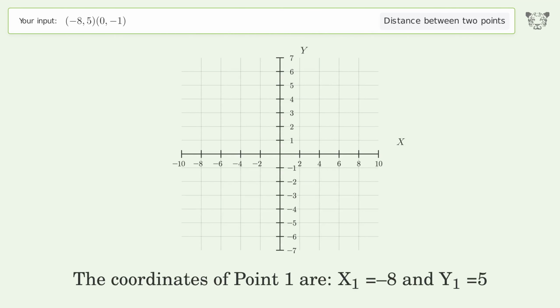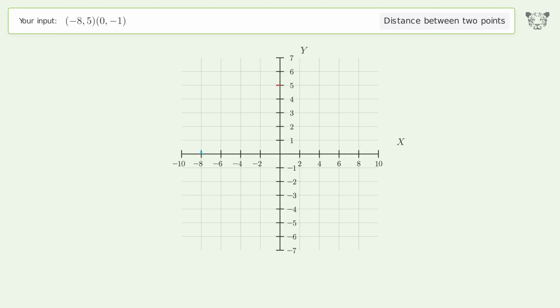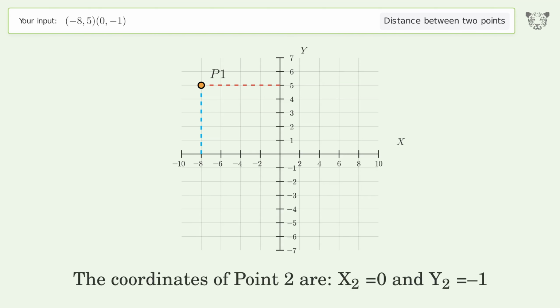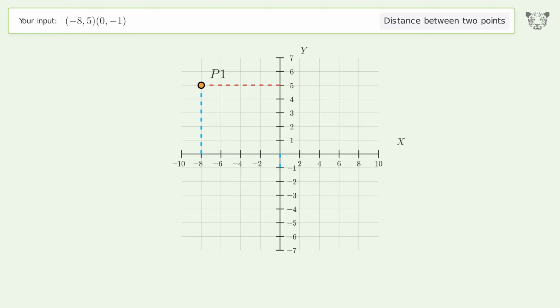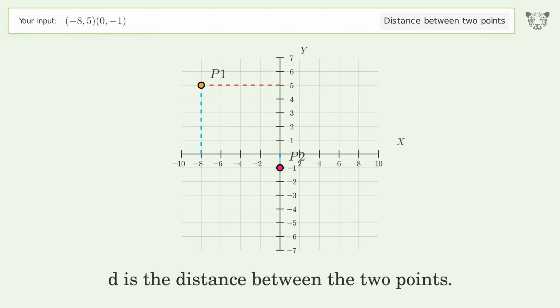The coordinates of point 1 are x1 equals -8 and y1 equals 5. The coordinates of point 2 are x2 equals 0 and y2 equals -1. D is the distance between the 2 points.